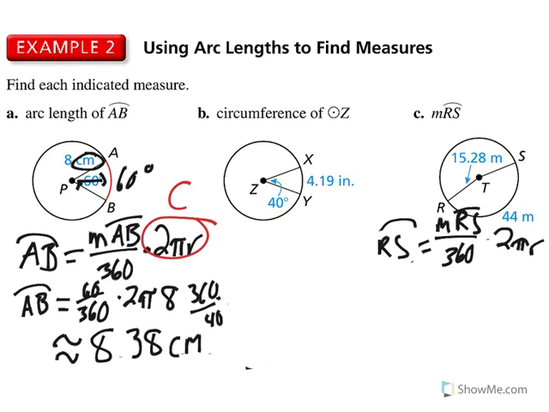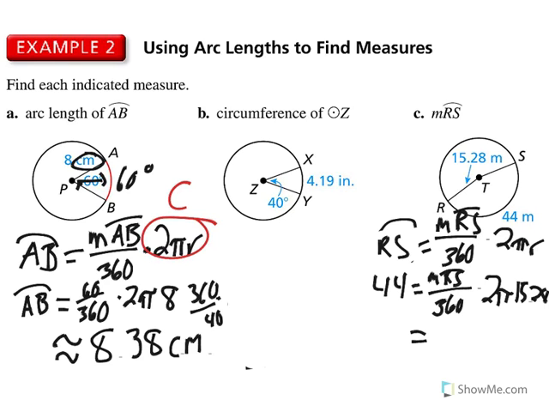Okay. So here, we know the length of RS, so the length is 44, so I'm going to plug it in. I do not know the measure, that's what we're going to solve for. So I have the measure of RS over 360 times 2 pi, and then my radius is 15.28. Okay, so I need to multiply that part out, is what I'm going to do first. So I'm going to do 2 times 15.28.